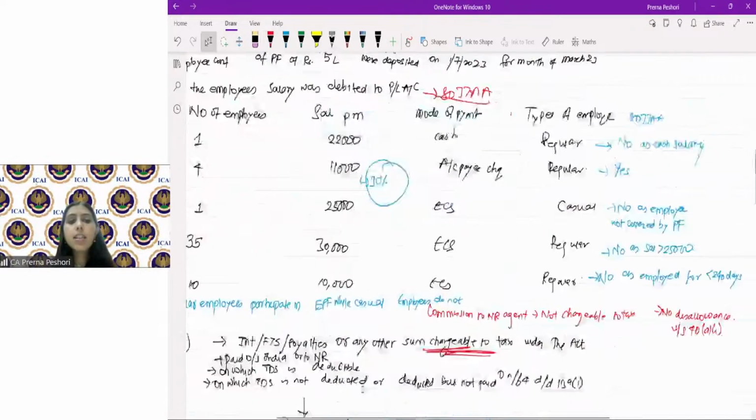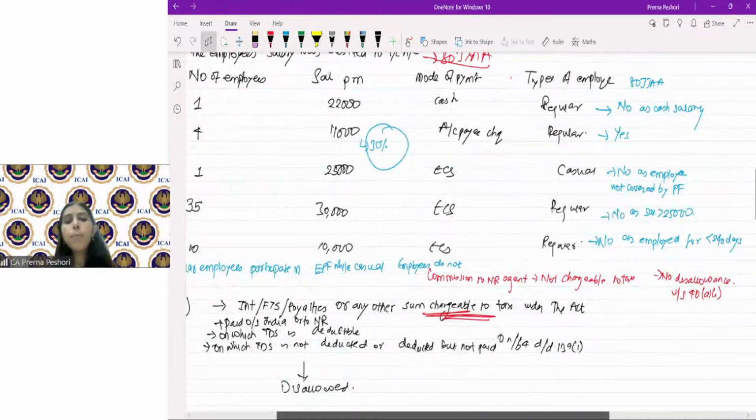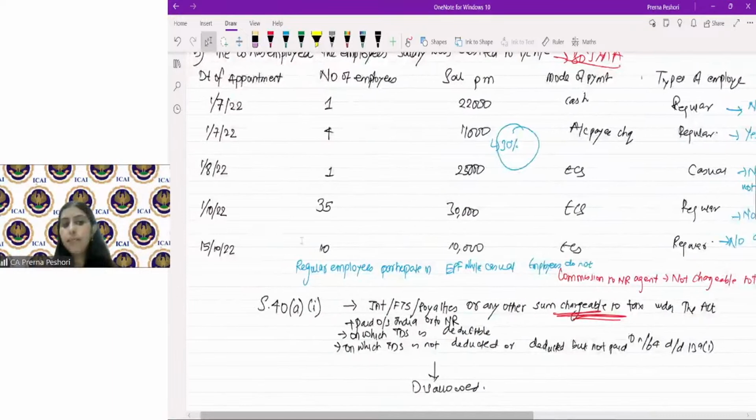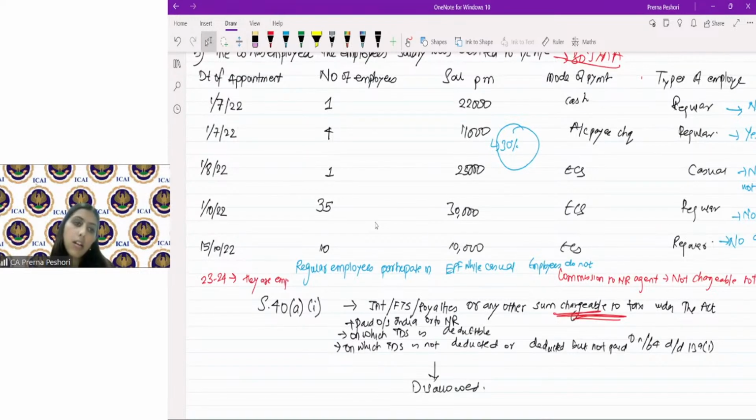Yes. Fine. One more important point. Let's say these 10 employees who have been employed for less than 240 days, but in, let's say, 23-24, they are employed for the entire year. Then in that case, the deduction will be allowed in the next year.